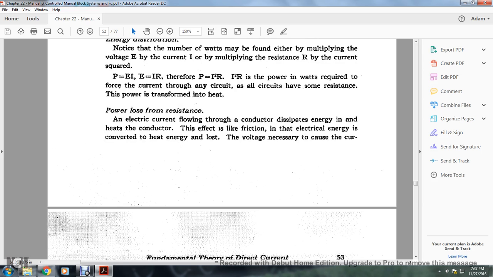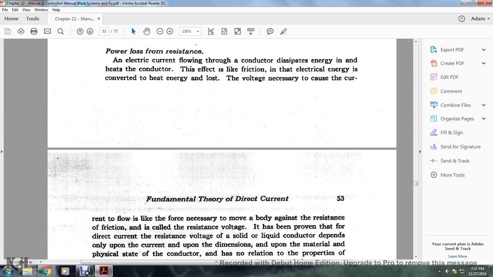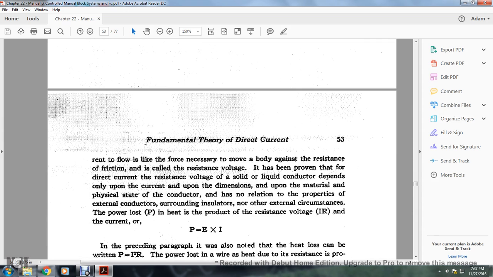Power loss in resistance. Electrical current flowing through a conductor dissipates energy as heat, due to the conductor's resistance, much like friction. Electrical energy is converted to heat energy and lost. The voltage necessary to force the current flow is like the force necessary to move a body against resistance or friction, called the resistance voltage. It is proven that for a direct current, the resistance voltage of a solid or liquid conductor depends only on the current and upon the dimensions and the material. The physical state of the conductor has no relation to the property of the external conductors, surrounding insulators, nor external circumstances.